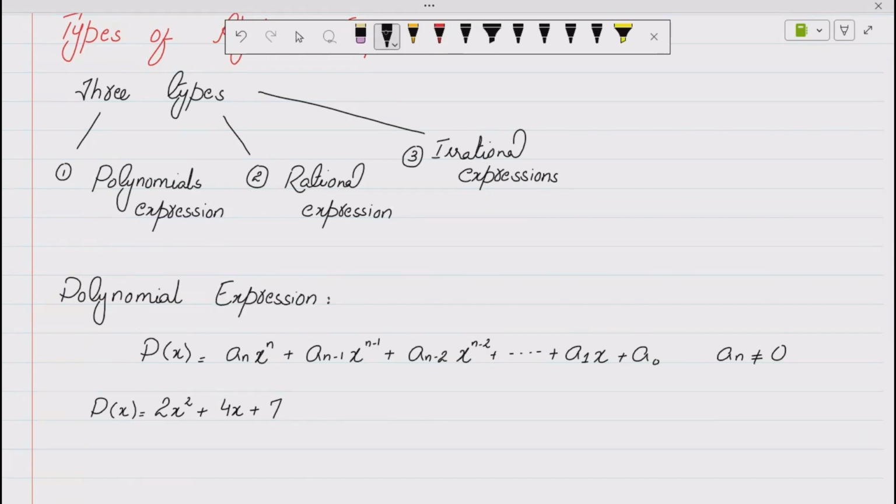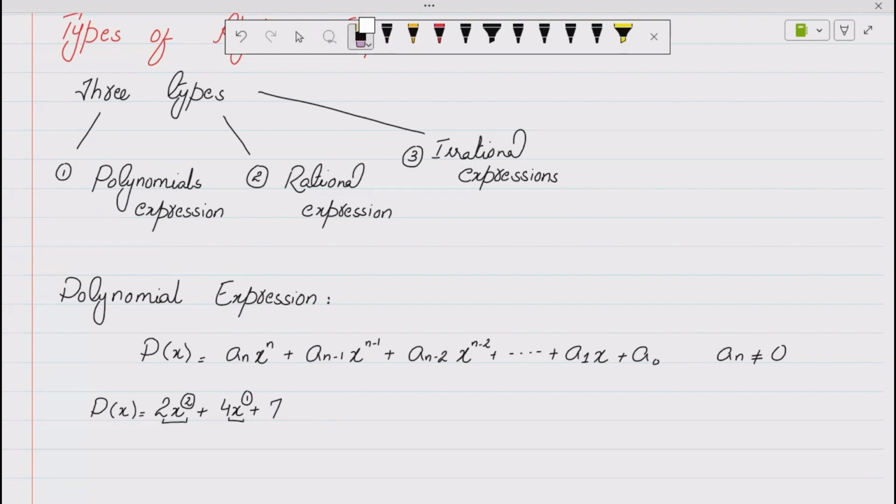So this is the polynomial expression p(x) = 2x² + 4x + 7. Here you can see that the first term has degree 2. Degree is nothing but the power of a variable. The power of the variable in the first term is 2, in the second term it is 1, and in the third term the variable is x raised to the power 0. We know x raised to the power 0 is 1, so we just write nothing.